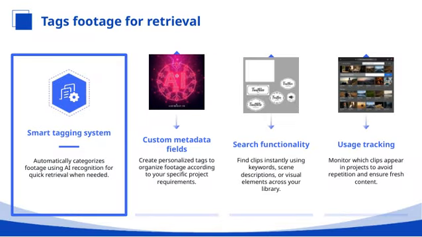Now, let's talk about how we can make footage retrieval much more efficient with tags. Our smart tagging system uses AI recognition to automatically categorize your footage, making it quick and easy to find exactly what you need when you need it. This saves a lot of time that might otherwise be spent searching through endless clips.